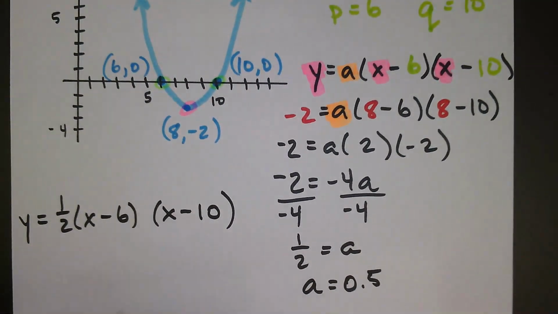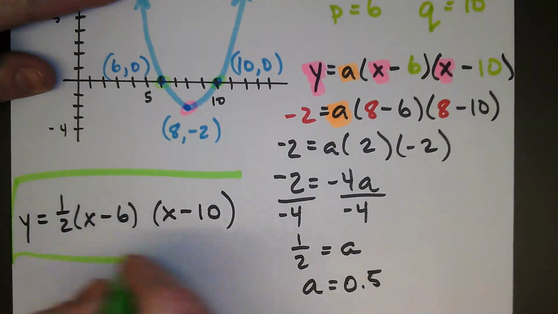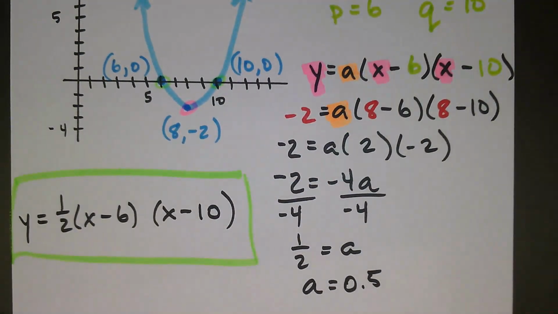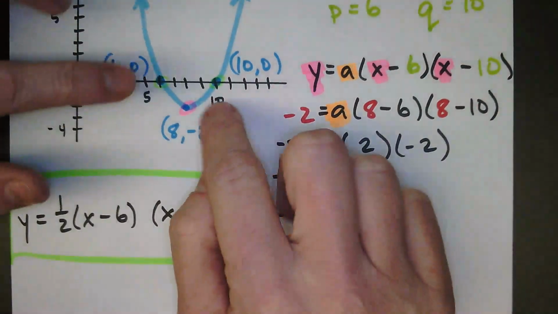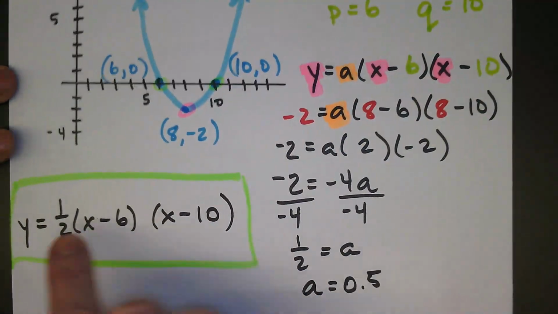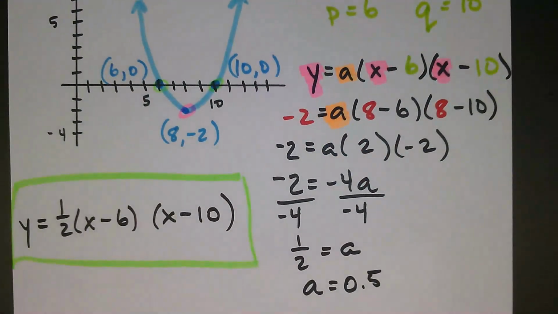Space that out a little bit weird. That's multiplication there. But that's it. That's my final answer. I have gotten the equation for this function. It makes sense. It's got a value of 1/2. It's a shrink by a factor of 1/2 here too. It's positive, so it's going up, and that seems to fit what I'm seeing.